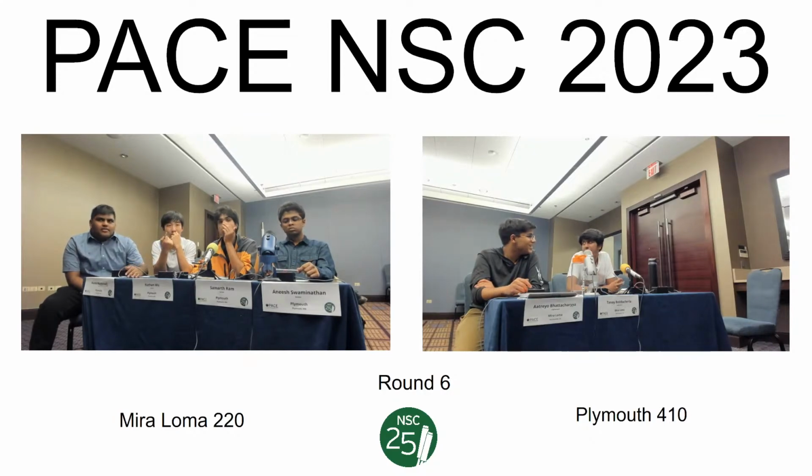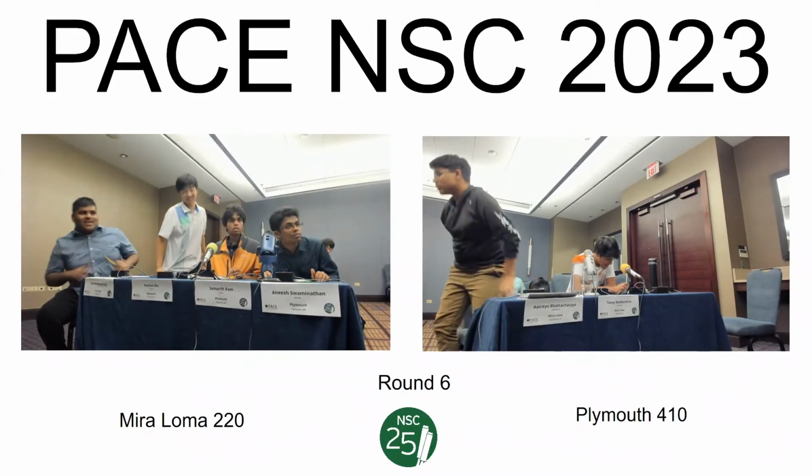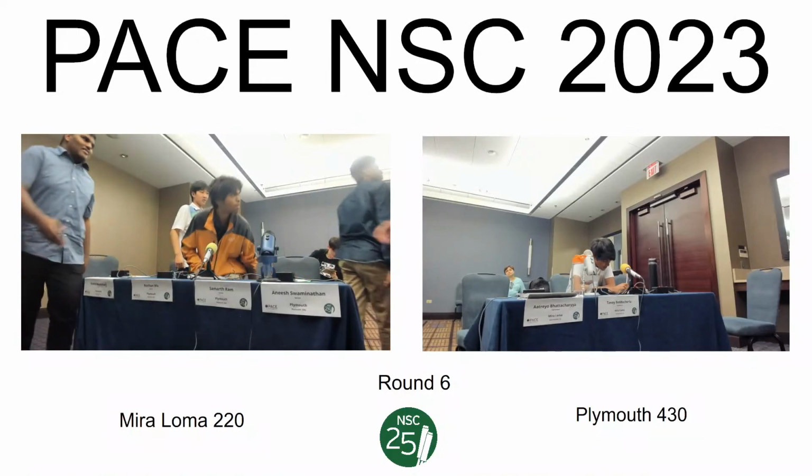Drowns in a puddle, right? Like drowning. That's 30 points. That's not Peruvian lit. And that's the end of the game. Final score, Plymouth 430, Miraloma 220.